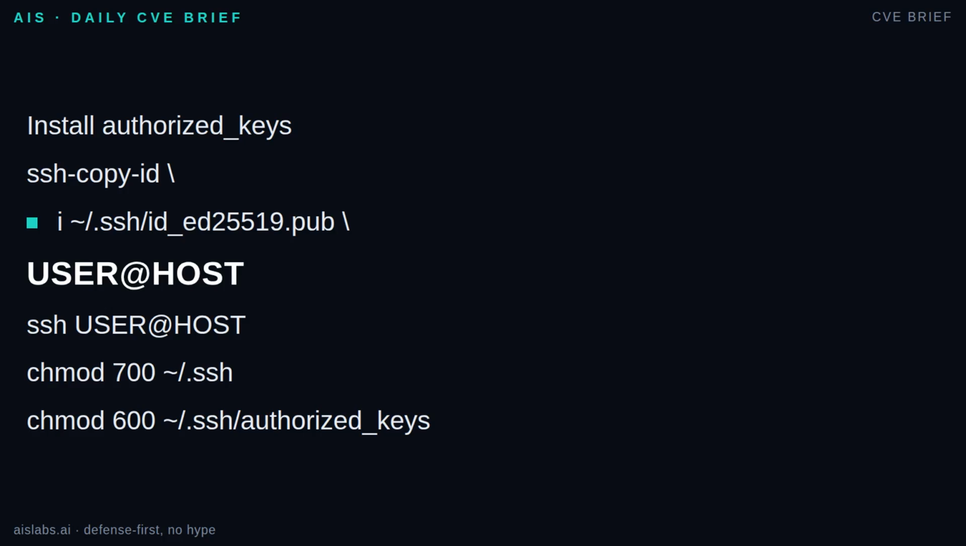The chmod lines are run on the server, inside that user account. 700 on .ssh means only the user can enter or modify that directory. 600 on authorized keys means only the user can read and write the allow list. Some systems accept less restrictive read permissions, but this baseline avoids surprises.